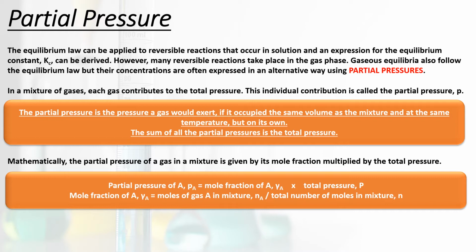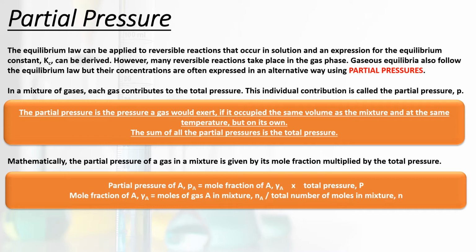Now, mathematically, the partial pressure of a gas in a mixture is given by its mole fraction multiplied by the total pressure. So we can simply write an expression to say that the partial pressure of gas A, pA, is the mole fraction of A, and we give the mole fraction the symbol chi, which looks like an x, and we multiply that by the total pressure, which is capital P.